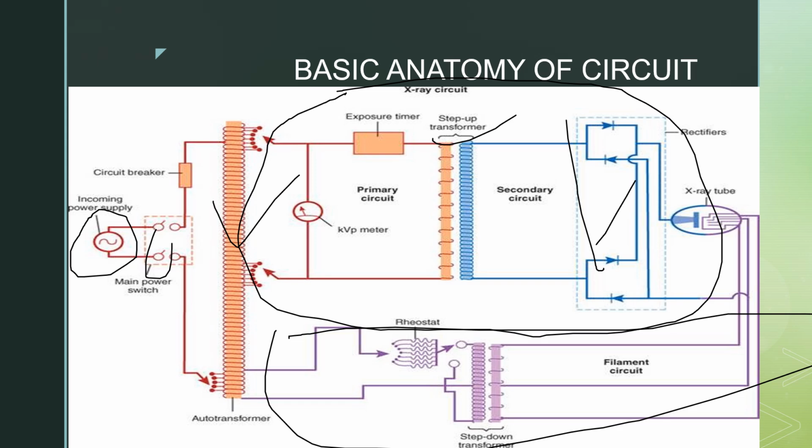And this is the filament circuit. This is the primary circuit, and this is the secondary circuit. In between the primary circuit and secondary circuit, there is a step-down transformer, which acts to lower the voltage to maintain the required mA to the tube. And this is the rheostat, or you can say the mA selector, from which you can select the tube current to operate or to generate X-rays.